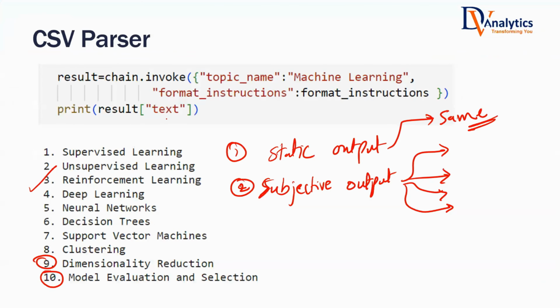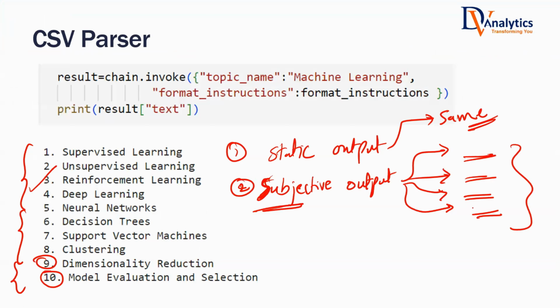If I'm keeping temperature at 0, it doesn't mean that I'll get the same answer every time. If the output is subjective, that means if there are multiple answers possible, I may get multiple executions. I may get multiple different answers. Okay. Are you with me, everyone?